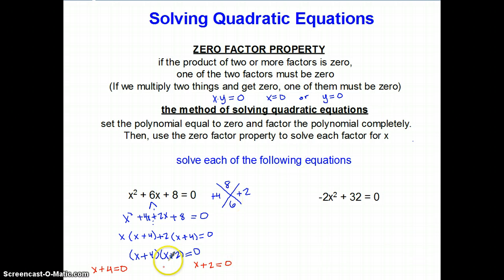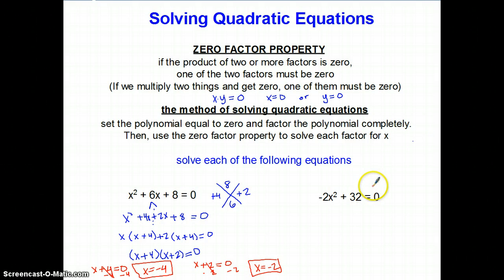If this factor equals 0, then when I multiply by the other factor of x plus 4, the product will be 0. Solving both, I find that from the left, I may have an x value of negative 4, or from the right, I may have an x value of negative 2. So your two solutions for this polynomial are x equals negative 4 or x equals negative 2.